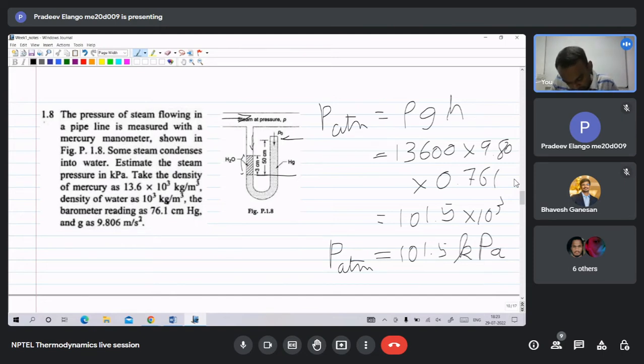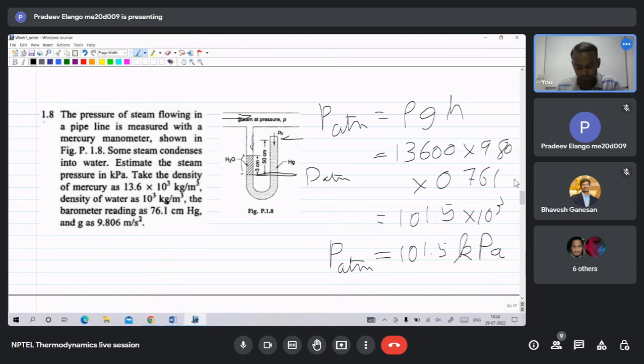Now we take this point as datum or a reference point. Below this we have only the same fluid, mercury, and above this on both limbs we have different fluids. On the left hand limb we have water for 3 centimeters, and then steam pressure acting on the water column, and on the right limb we have only a mercury column of 50 centimeters acting on this datum, and then atmospheric pressure subjected to the right hand limb. So at equilibrium these two pressures should be equal.